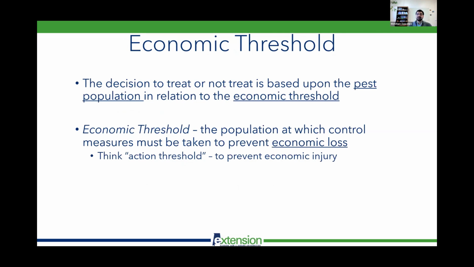So the economic threshold, the decision to treat or not treat is based on the pest population in relation to that economic threshold. And the economic threshold is the population at which control measures must be taken to prevent economic loss. And so when we say economic threshold, we can think of the action threshold. That's the point where we need to do something. Otherwise, the pest is going to cause economic damage to the crop in question.